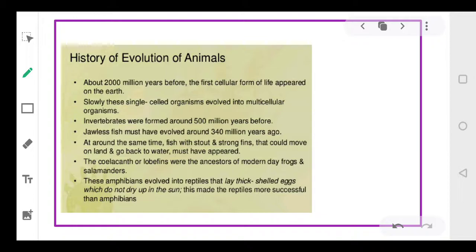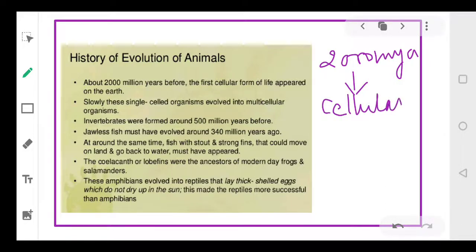Coming to the history of evolution of animals. How did animals evolve on the surface of the earth? The general concept is that around 2000 million years ago, MYA, the first cellular life was created. The first cellular life was formed. So around 2000 million years ago, the first cellular life existed.